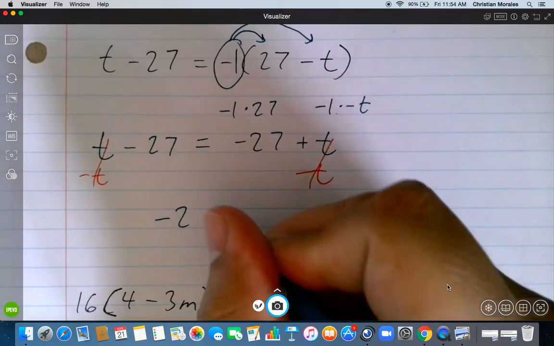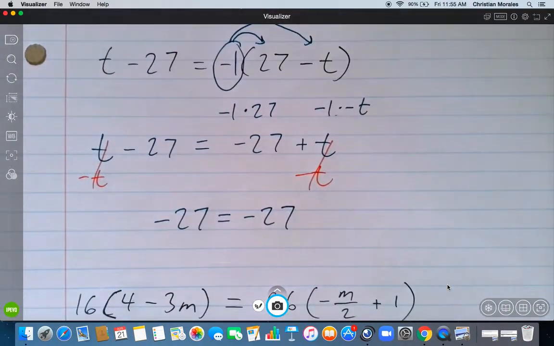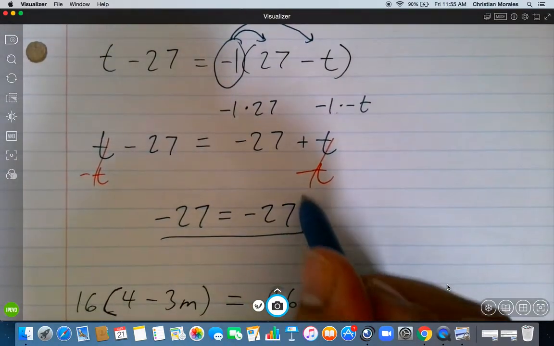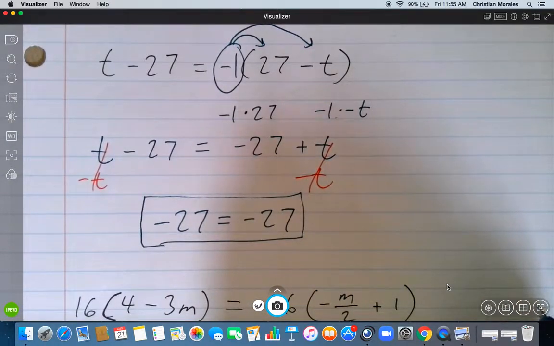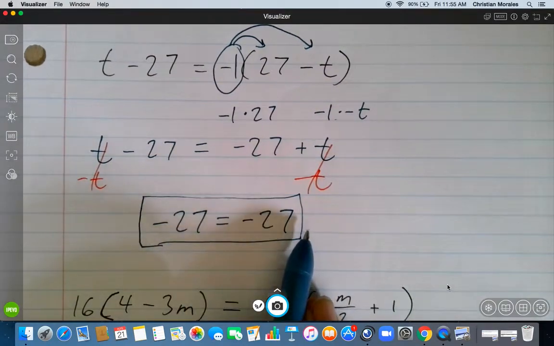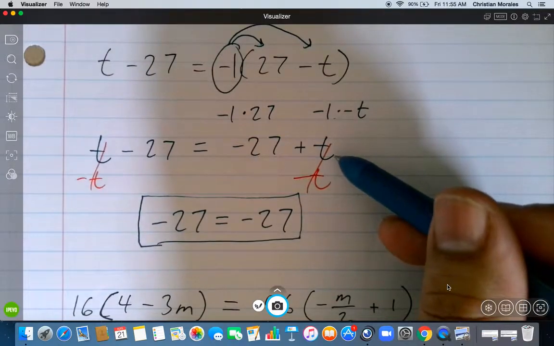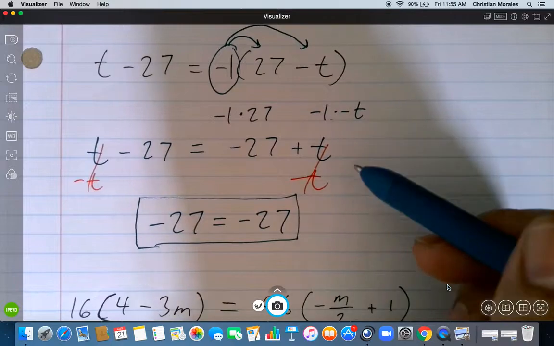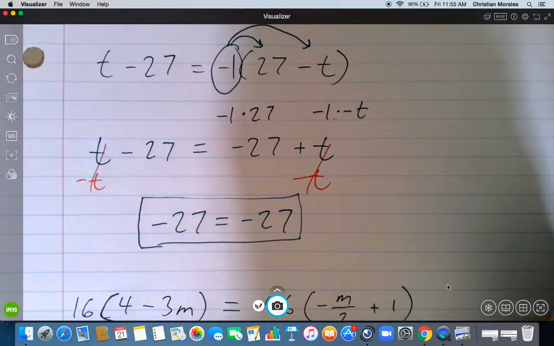If both your variables cancel out, you don't have an answer for t that's just one number. You have this statement right here. You have negative 27 is equal to negative 27. Well, yeah, a number is equal to itself, but what does that mean? What that means is you can plug in any number for t and you're going to get the same answer every single time. It doesn't matter what you plug in for t, you're always going to end up with this.